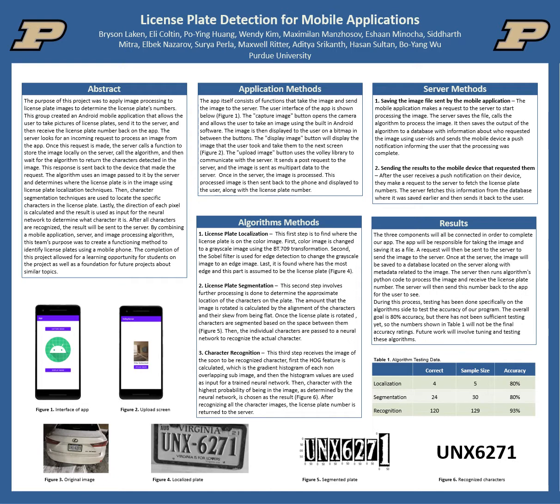During this process, testing has been done specifically on the algorithm side to test the accuracy of our program. The overall goal is 80% accuracy, but there's not been sufficient testing yet, so the numbers shown in Table 1 will not be the final accuracy ratings. Future work will involve tuning and testing these algorithms, and as you can see in Table 1, for the localization and segmentation segments of the algorithm, we have 80% accuracy, and for the character recognition, right now we have 93%, but they will be different as we move on.